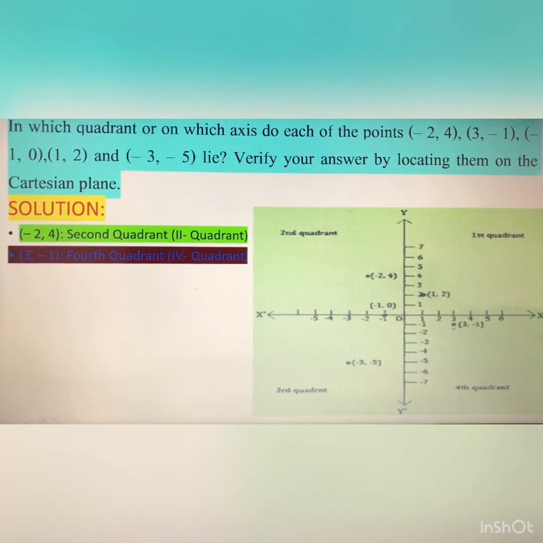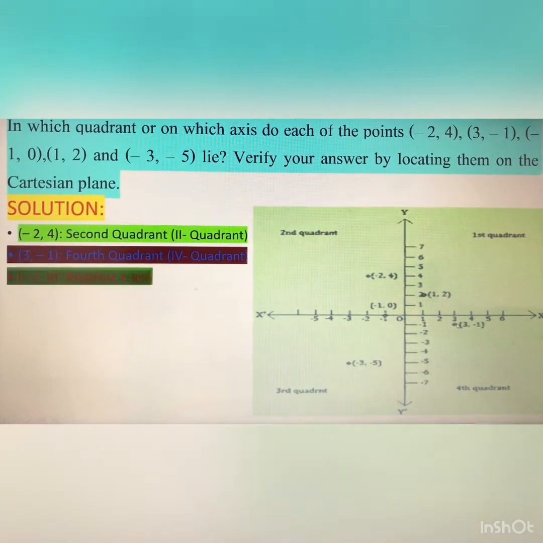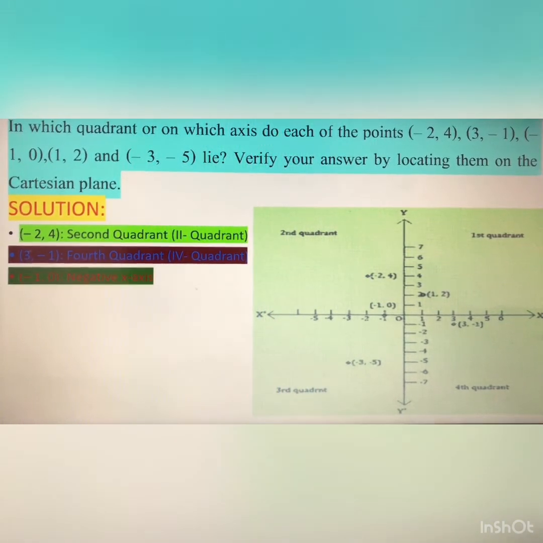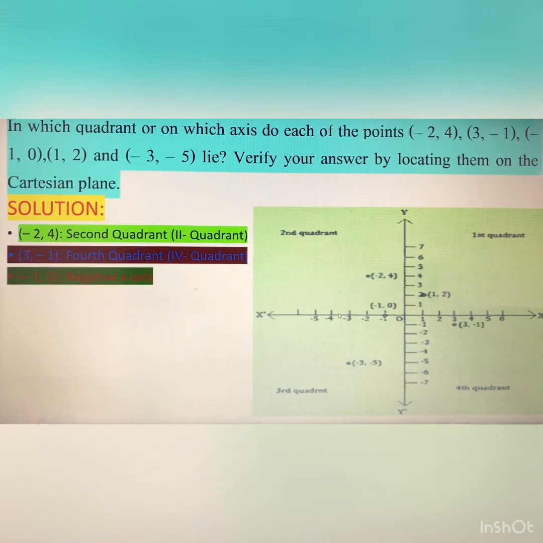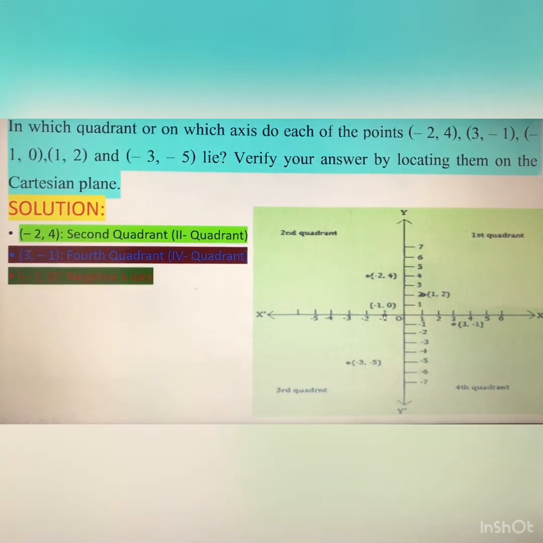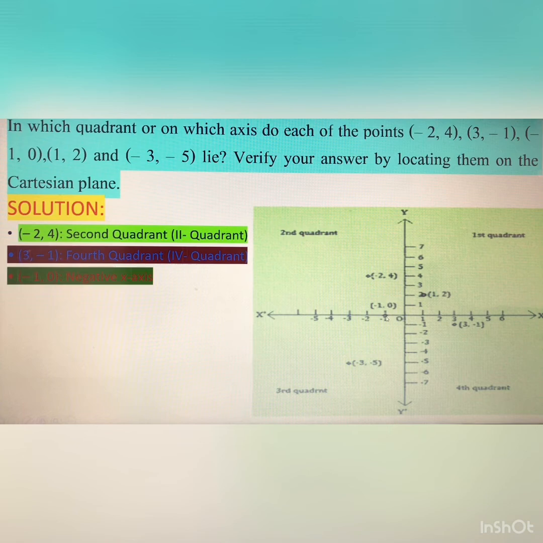This is the point. Okay, now next one, (-1, 0), negative x-axis. It means you go in the negative direction of the x-axis, -1 is only this, and ordinate is 0. So you will stop just here on the negative direction of the x-axis. So this is the representation of (-1, 0).